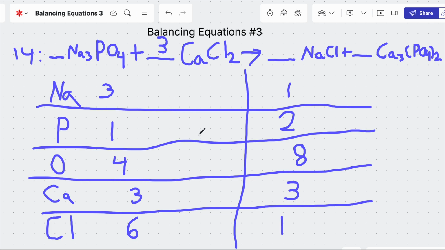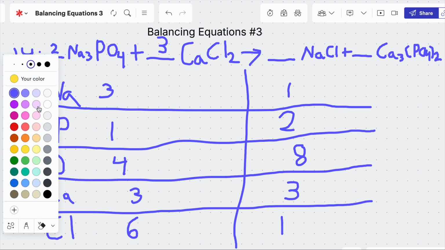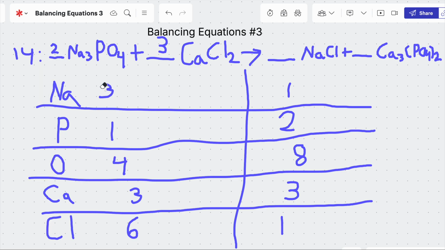Let's fix our P's now. So we got 1 over here, 2 over here. Only way to add more P's is to add more of this kind of mess thing. But if we have 1 in each and we want 2 total, we just need to add 1 more. So if it's at 1, bump it up to 2. And change our NA's, our P's, and our O's.